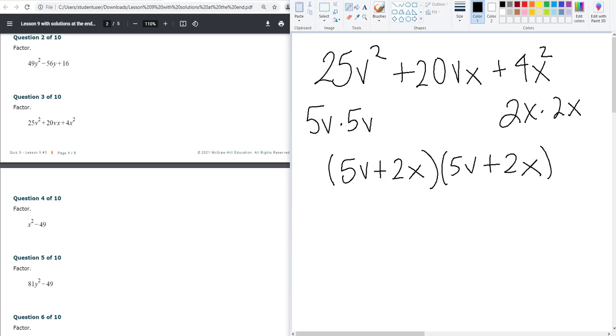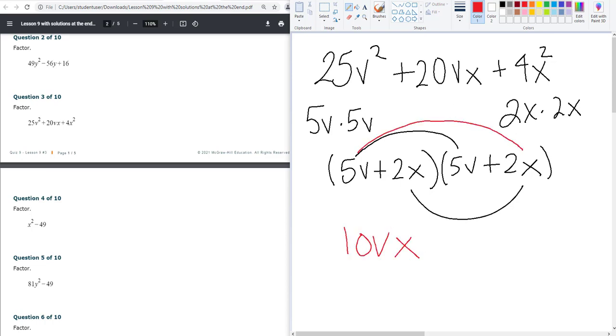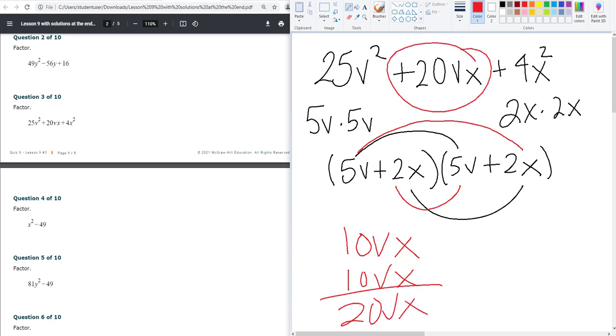Now I'm going to check it, because if you use the AC method and you get the right combination, you don't have to check it. But if you're doing this, you need to check it. So I know those are 25v squared and those are 4x squared. But what I don't know is the outer product, 10vx, and the inner product, 10vx. Well, that adds up to 20vx. So this is the correct answer. And since those factors are the same, I may write this as 5v plus 2x squared.